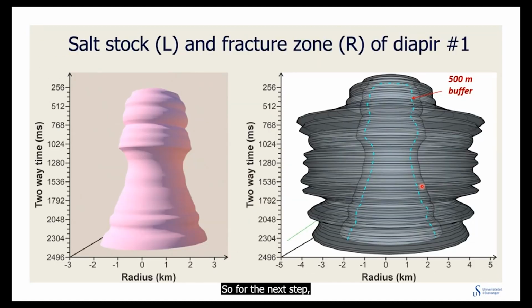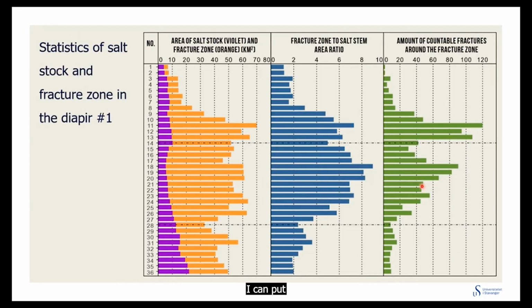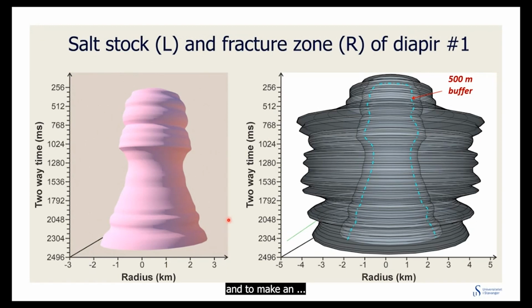So for the next step, I can put the above statistics of areas together and make an ideal geometry of the salt stock and also the fracture zone. So now you can see how these two bodies can be compared in a 3D view.